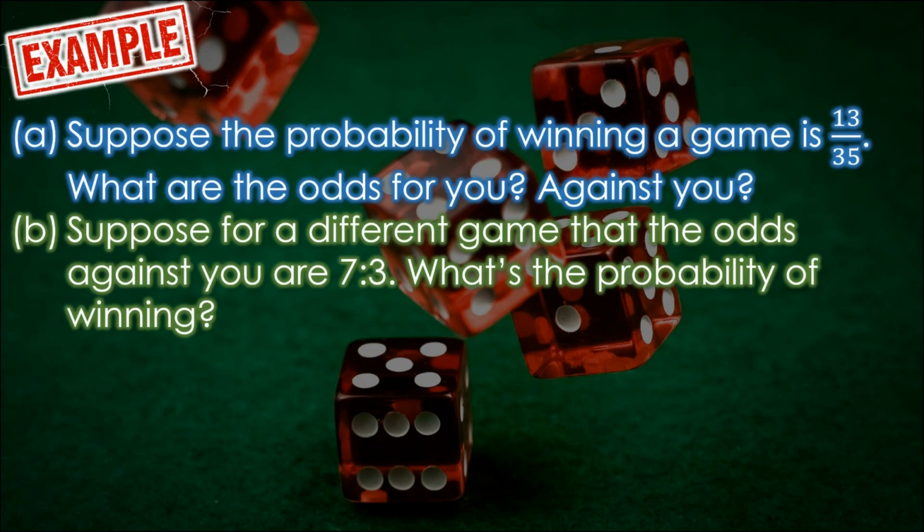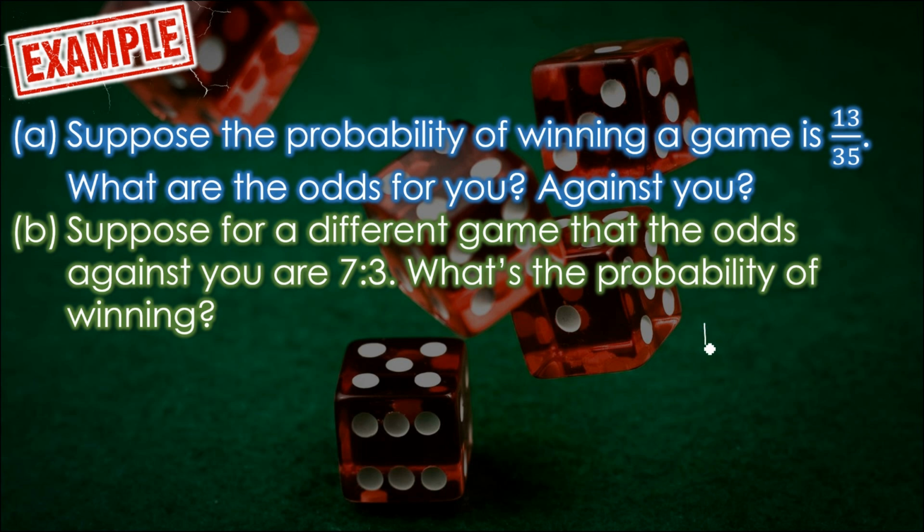Let's take a look at this one. Suppose the probability of winning a game is 13 over 35. What are the odds for you? What are the odds against you? I want to do a quick example here about just converting between the two. The probability is 13 over 35. What are the odds for you?